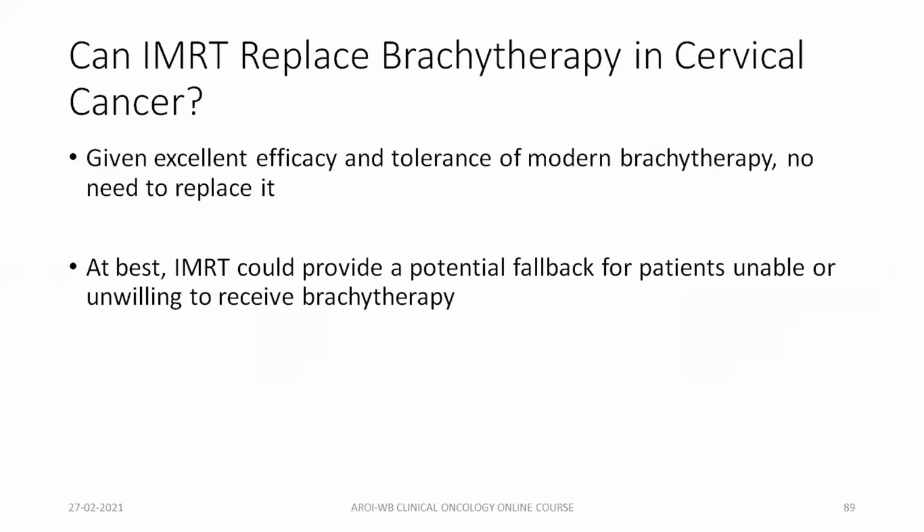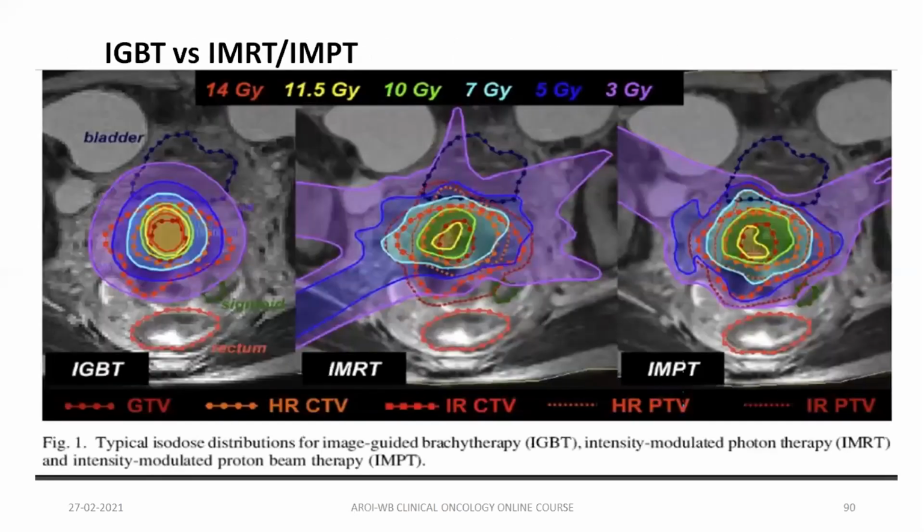At best, IMRT could provide a potential fallback for patients who are unable or unwilling to receive brachytherapy because of medical reasons or we cannot do anesthesia. There is a comparison between image-guided brachytherapy versus IMRT versus intensity-modulated proton therapy. But you see that in IMRT, the integral dose is quite high. And the pitfall is, are we asking the right question? Because everywhere, the publications that have been done are with four-field box with image-guided brachytherapy along with IMRT versus IMRT.